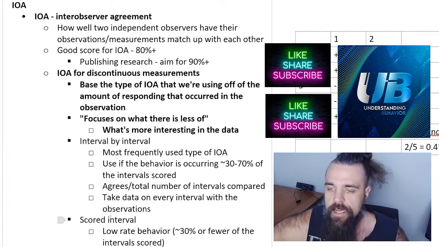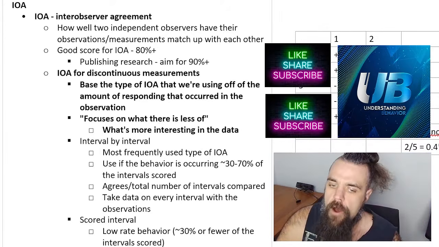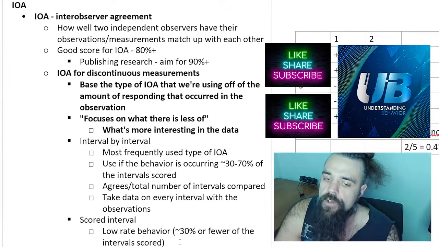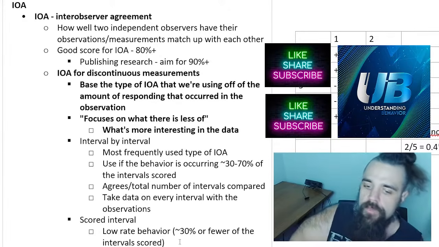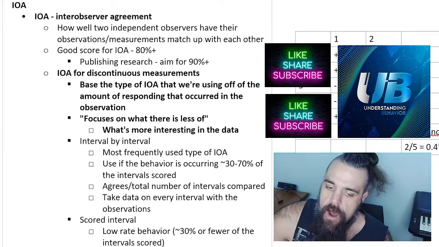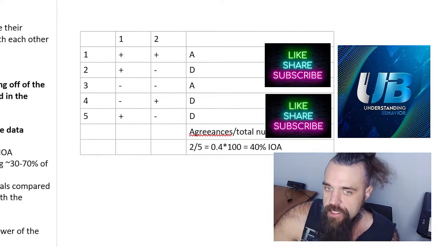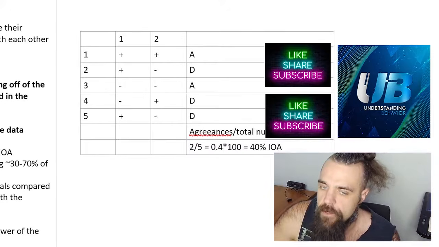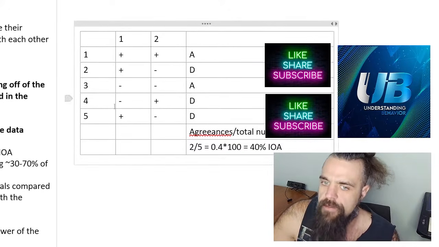So that's going to be more interesting in the data set. In scored interval, we only focus on intervals where at least one observer scored an occurrence. So let's go back into our table, and then we'll see how this changes. We only look at the ones where at least one observer scored an occurrence. So we need to omit one of these intervals.